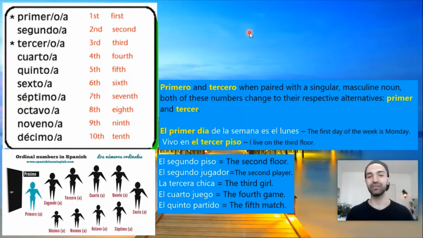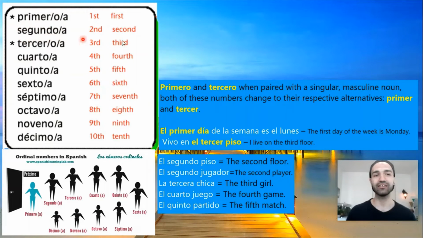How can we say first, second, third? First, we will read them, then we will take a look at some examples. Let's see. Primero, primera, first. As you see here, the gender in Spanish could be masculine or feminine. In English, it's the same, but in Spanish, we have masculine and feminine. Primero, masculine, primera, feminine.